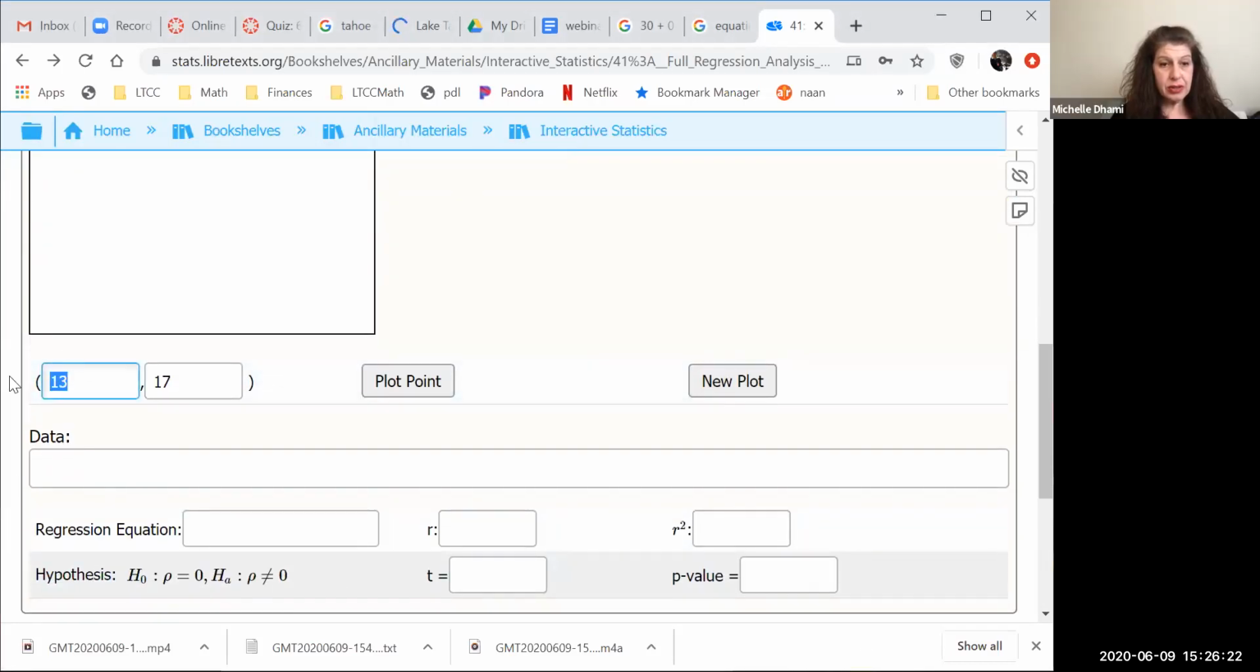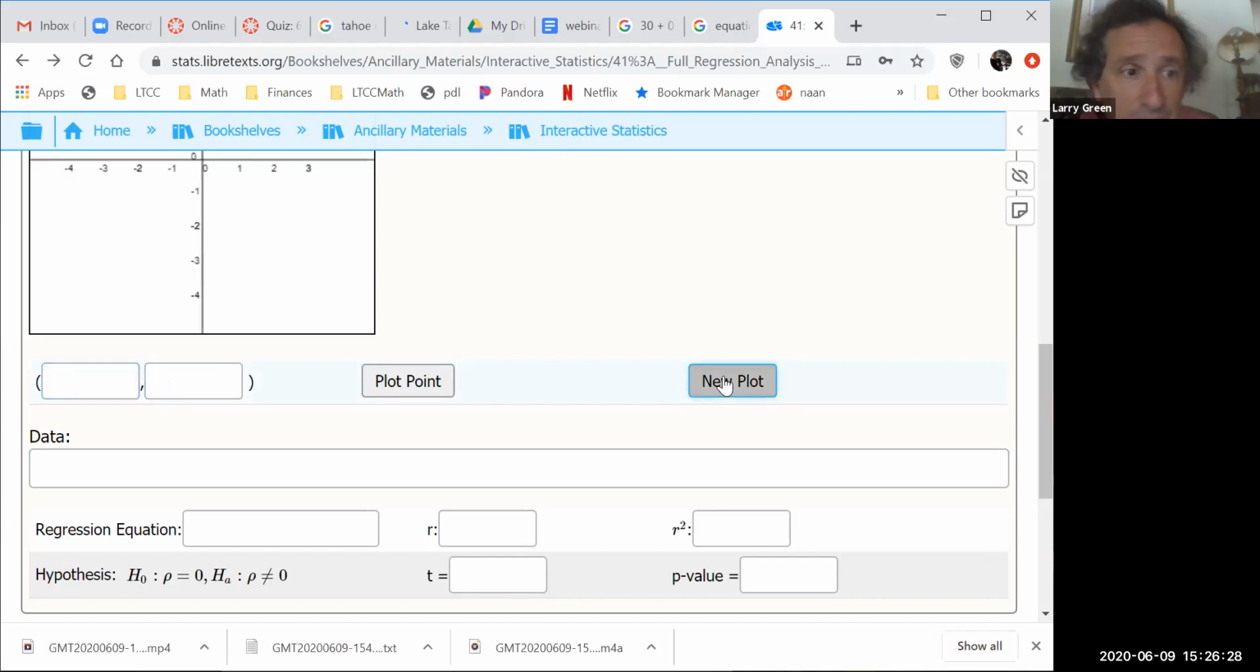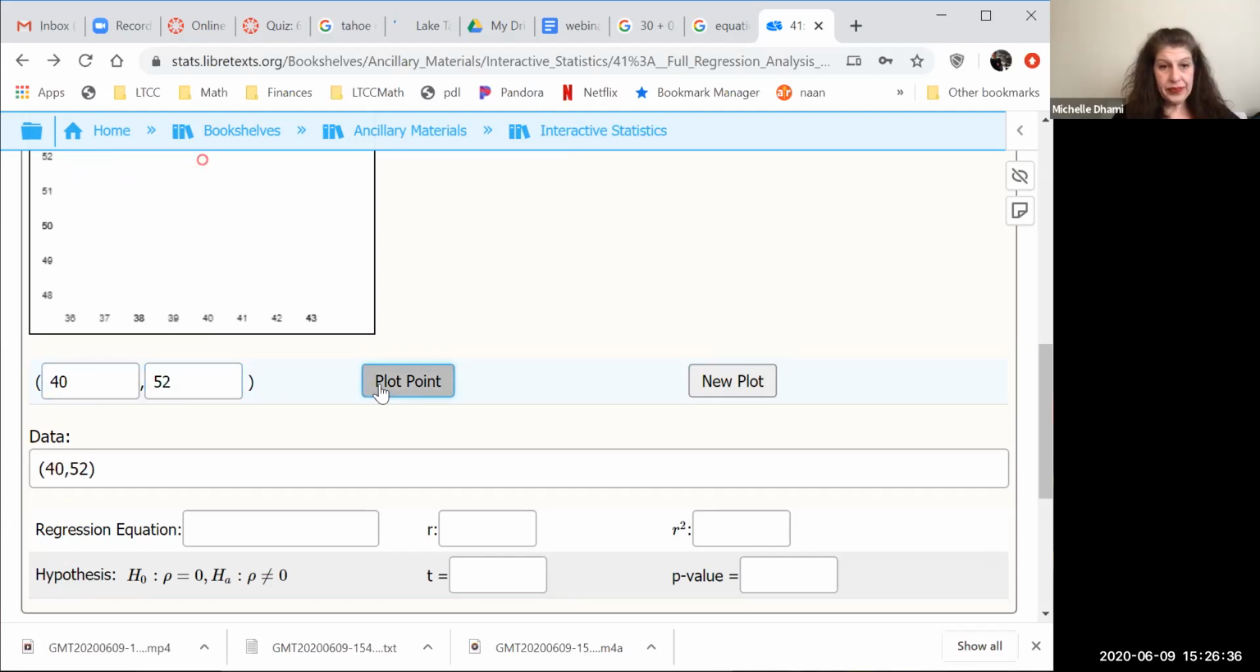Okay, so all you do is right here, you put 40. And right here, let me actually, let's go new plot because we need to start over. So 40. And right here, you put 52. And you hit plot point. So I think that's it.